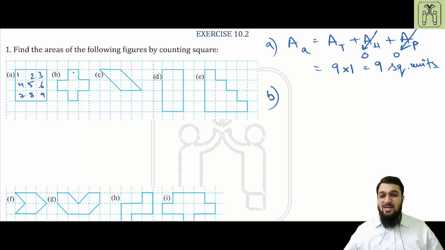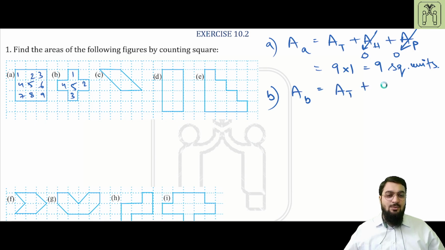Coming to part B. Part B is again no half, no partial. So 1, 2, 3, 4 and 5. So the area of part B will be area in totality plus 0 plus 0. That will be 5 into 1, that is 5 square units.